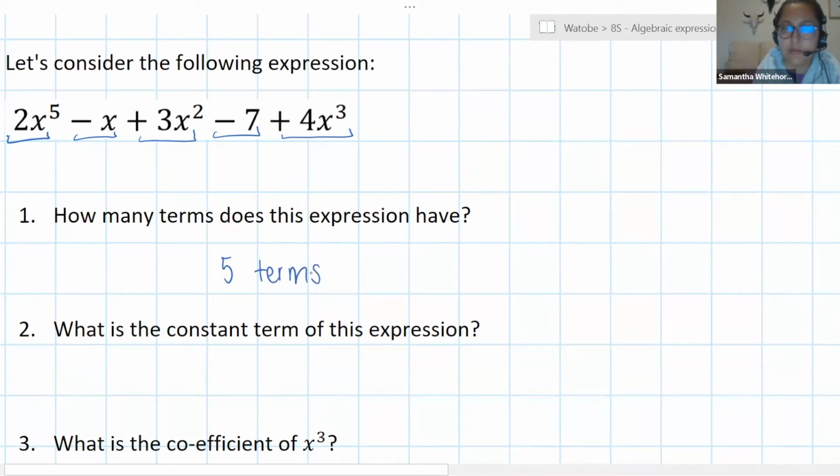Okay, awesome, everyone. Well done. 5 terms. So we know that because each of those plus or minus signs separates my terms. So you can see I've underlined my terms so that we know which term is which. And so I know there's 5 terms here.